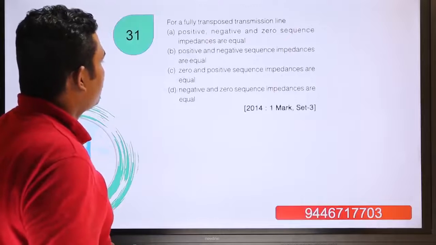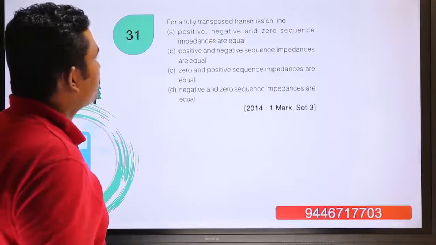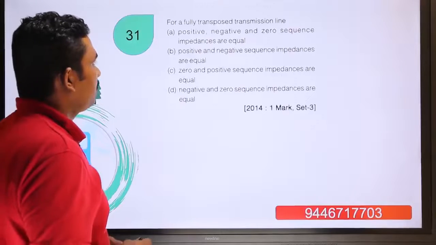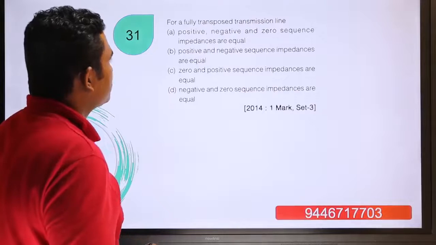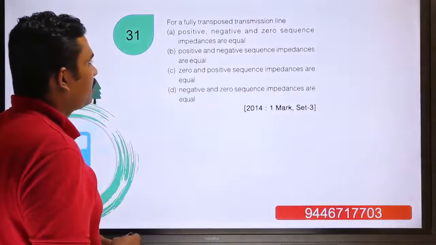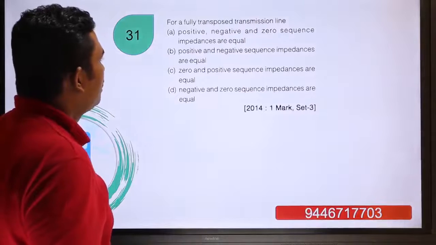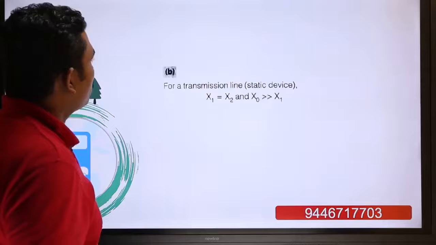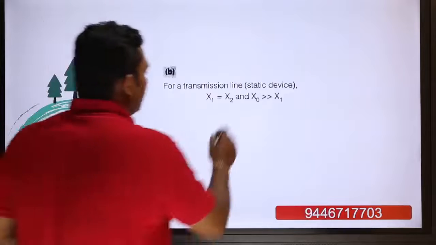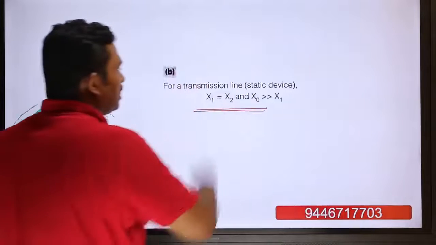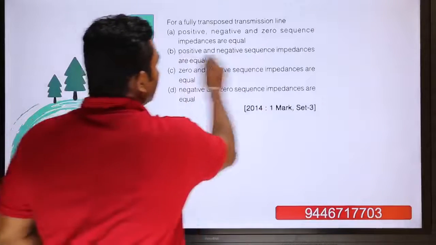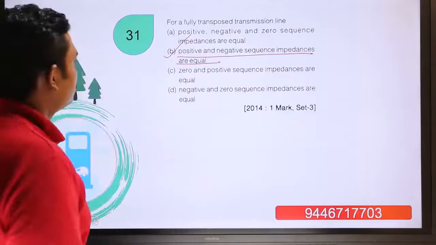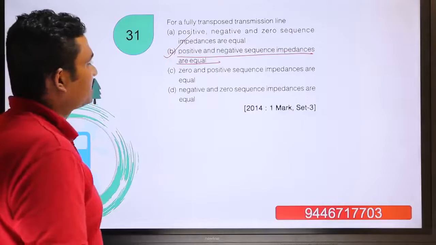Moving into question number 31. For a fully transposed transmission line, positive, negative and zero sequence impedances are equal; positive and negative sequence impedances are equal; zero and positive sequence impedances are equal; negative and zero sequence impedances are equal. So what will be our option? Our option will be option B, because for a fully transposed transmission line, positive and negative sequence impedances will be equal and zero sequence impedance will be different. So for 31, our answer is option B.